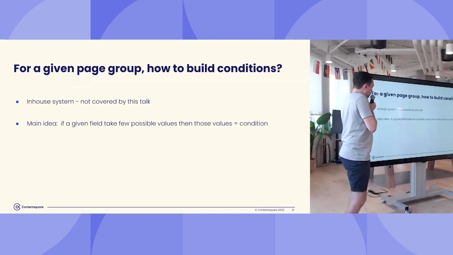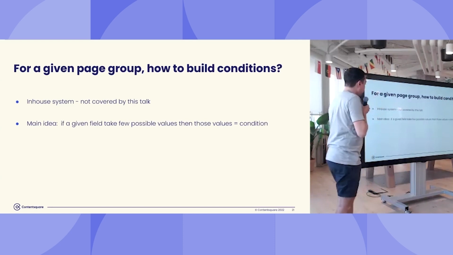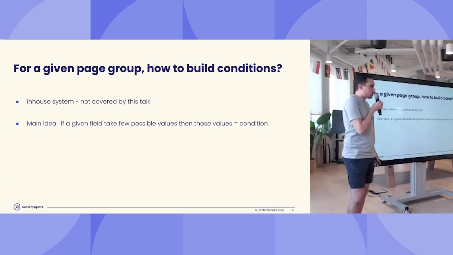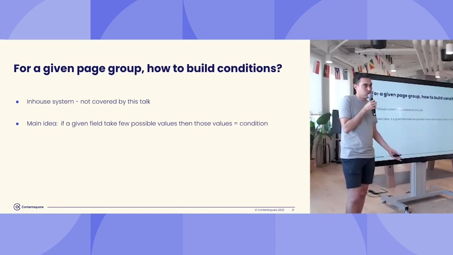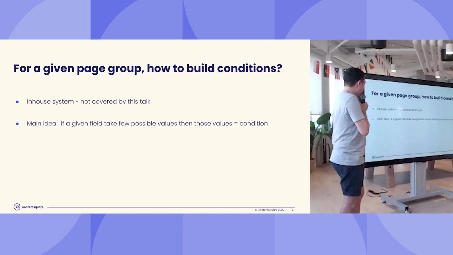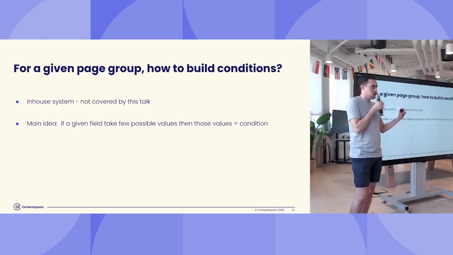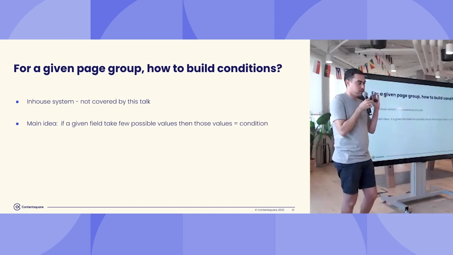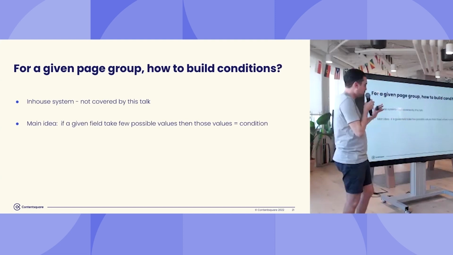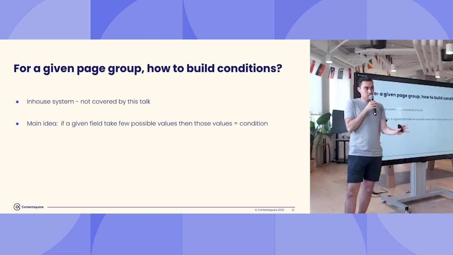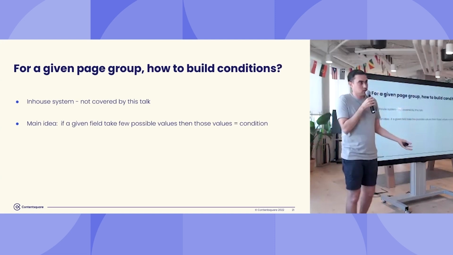Next, how are we going to determine the conditions for a given page group? This is actually an in-house system. It's not covered by the stock because I don't have infinity of time. But the main idea is very simple and it comes from the same hunch. In the given field of the URLs, you don't have too many different values. So what we're going to say is, if for a given field we don't have too many values, then those values are going to be the conditions.